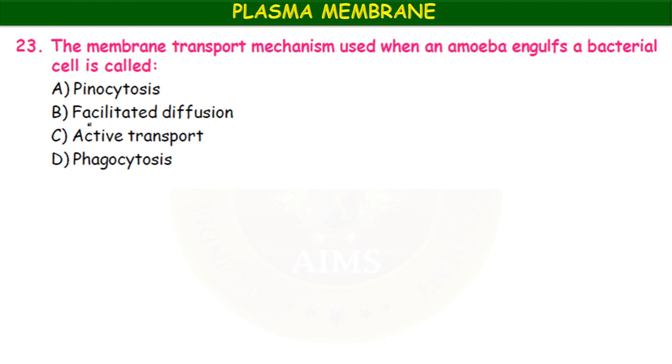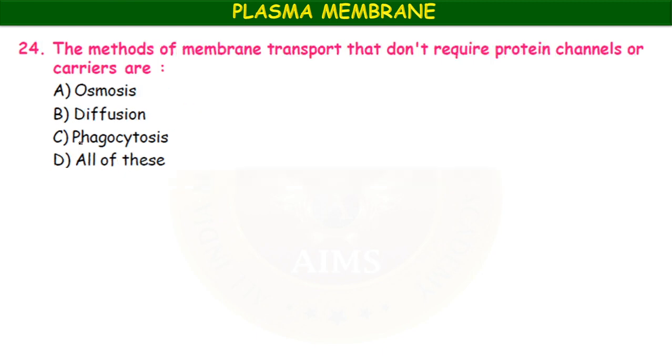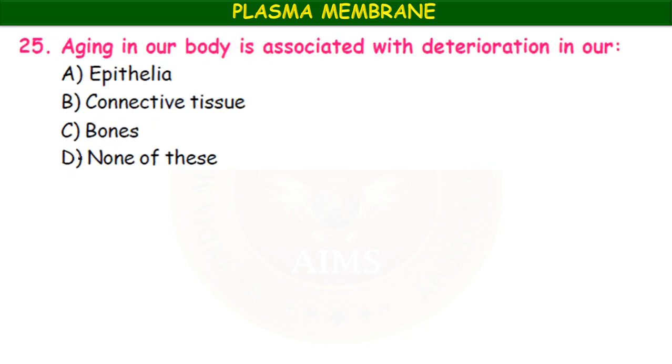The membrane transport mechanism used when an amoeba engulfs a bacterial cell is called pinocytosis, facilitated diffusion, active transport, phagocytosis. Okay, it is phagocytosis. The methods of membrane transport that do not require protein channels or carriers are osmosis, diffusion, phagocytosis, or all of these. So osmosis, diffusion, phagocytosis, all of these. Okay, the membrane transport that does not require any protein channels or carriers.